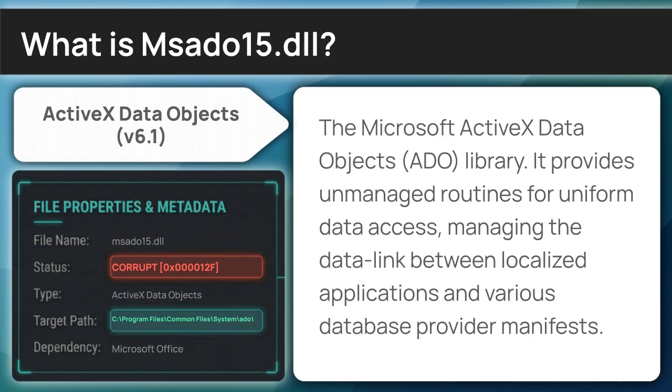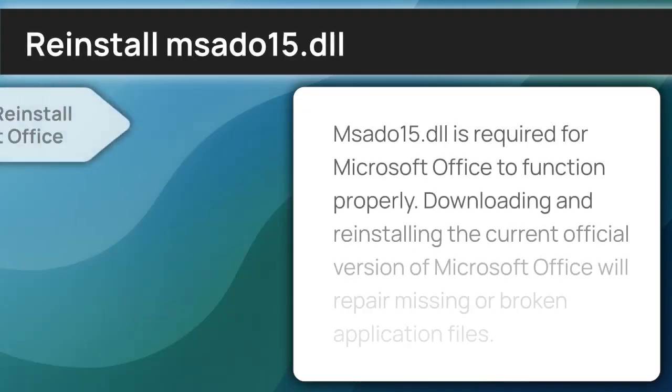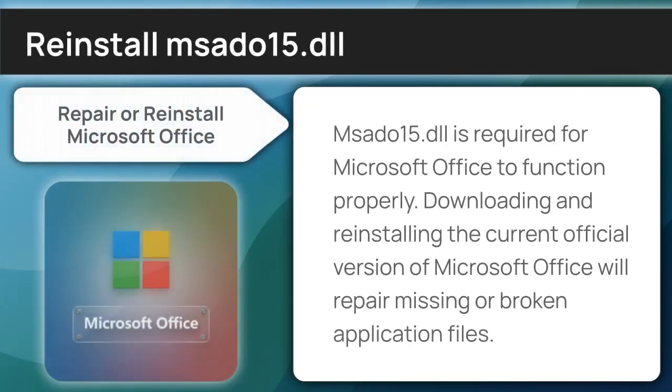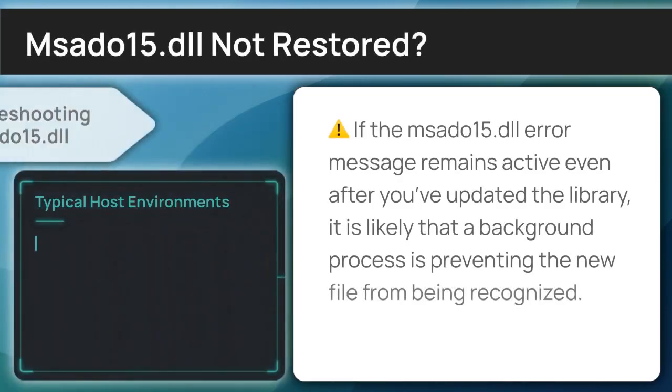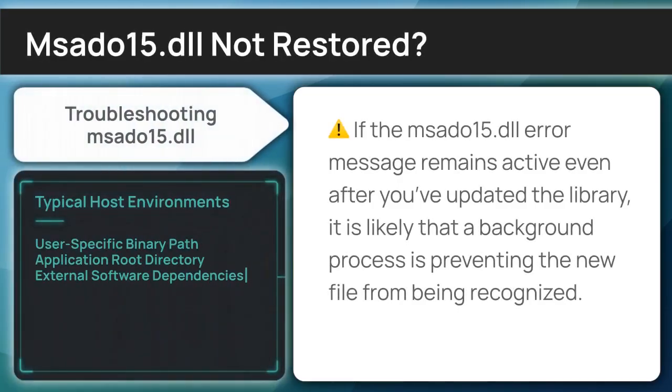Our first move is installing a fresh, clean copy of the library. msado15 is required for Microsoft Office to function properly. Downloading and reinstalling the current official version of Microsoft Office will repair missing or broken application files. When a standard reinstall doesn't cut it, we move to advanced diagnostic steps to ensure the system is properly configured.